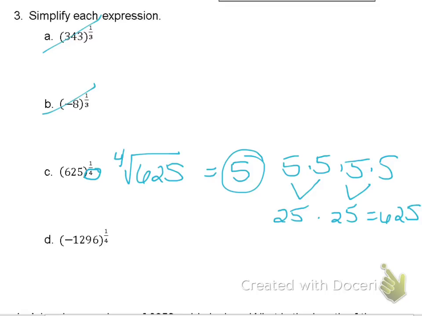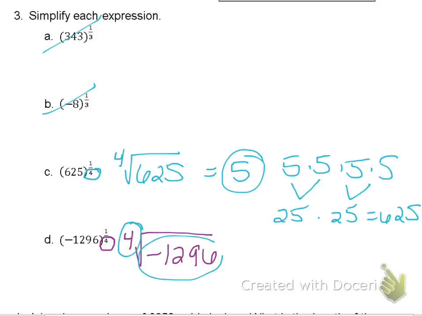Okay, the last example here, looking at the 4, we're going to rewrite it with that as our index, and a root symbol, and a negative 1,296 for the radicand. Now I have to think back to my rule about negatives and odd and even indexes. I have an even number index and a negative number, and those don't go together, so we can't solve that, so it is no solution.